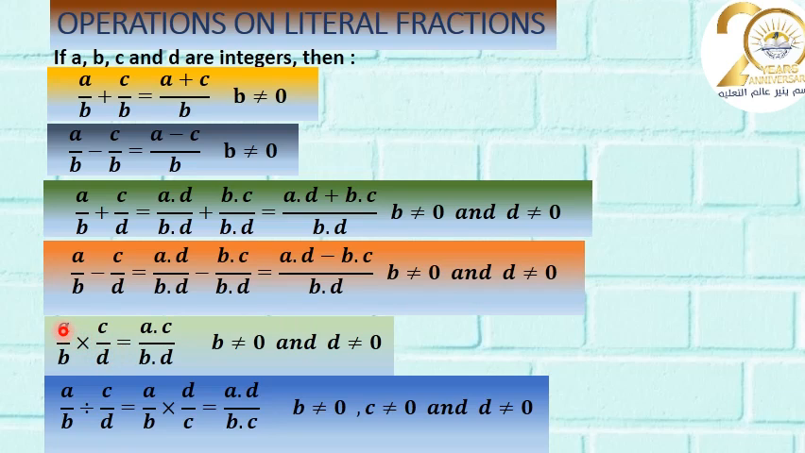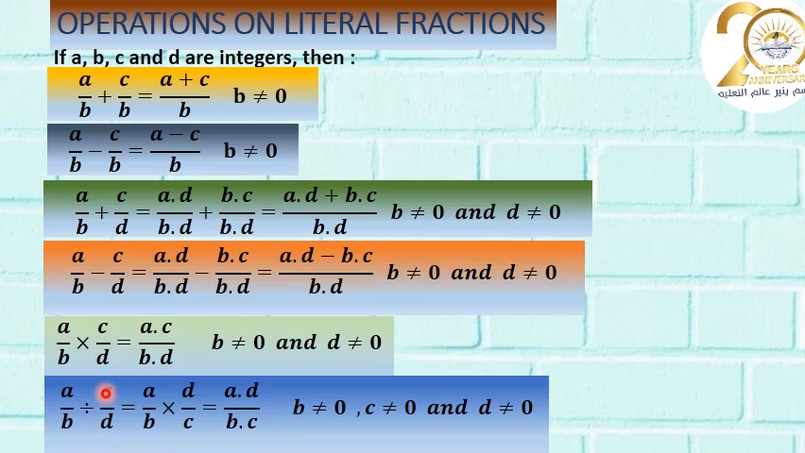What do we have to do when we have to multiply two literal fractions? We have to simply multiply the numerator of the first fraction by the numerator of the second fraction, and the result becomes the numerator of the resulting fraction. And we multiply the denominator of the first fraction by the denominator of the second fraction, and the result becomes the denominator of the resulting fraction. So a over b times c over d is equal to a times c over b times d, with mentioning of course that b and d, each one of them, is not equal to 0.